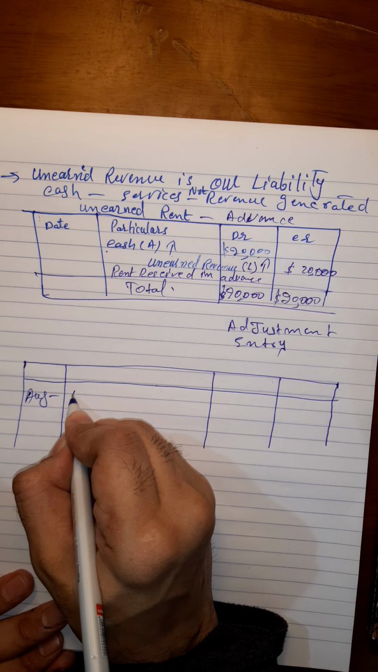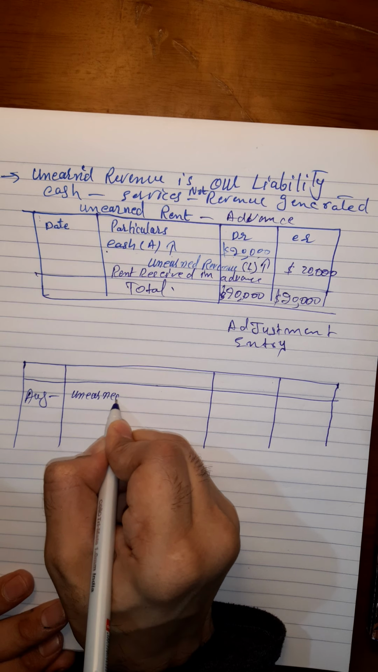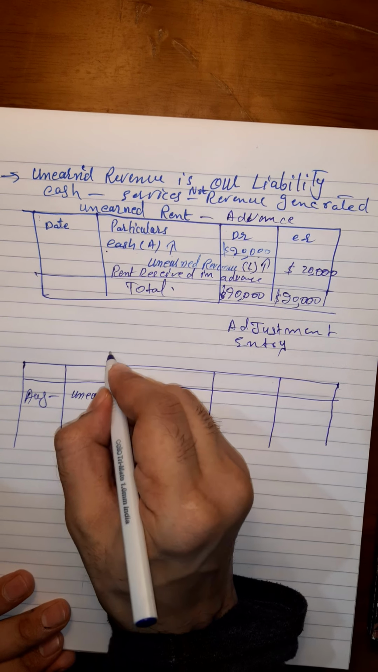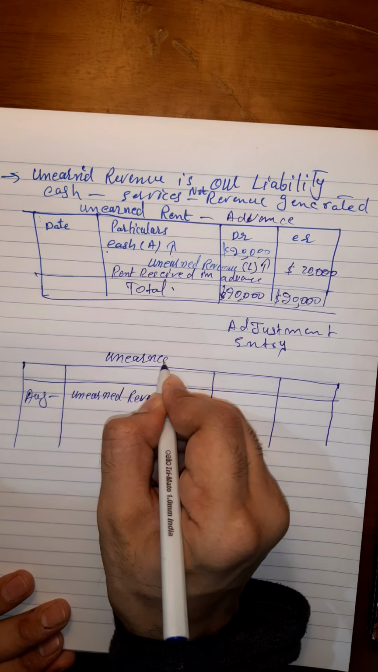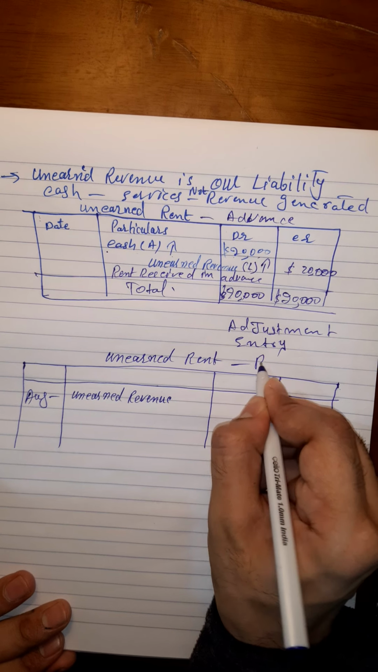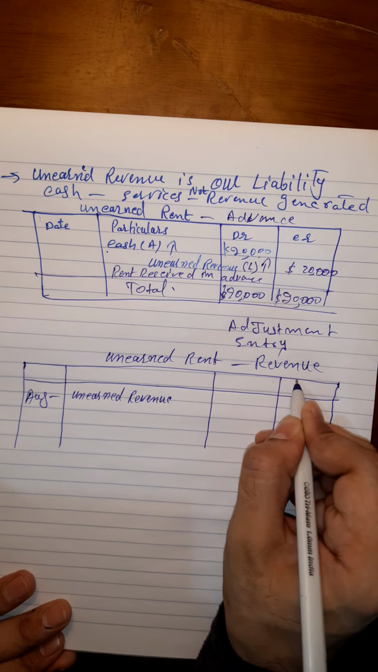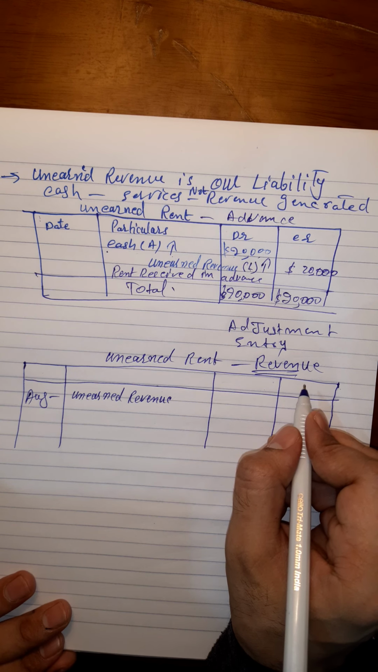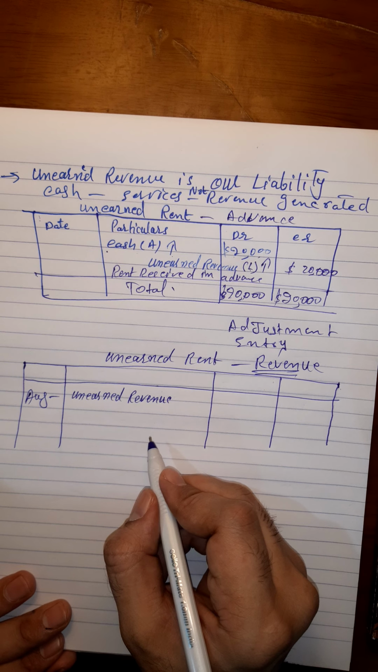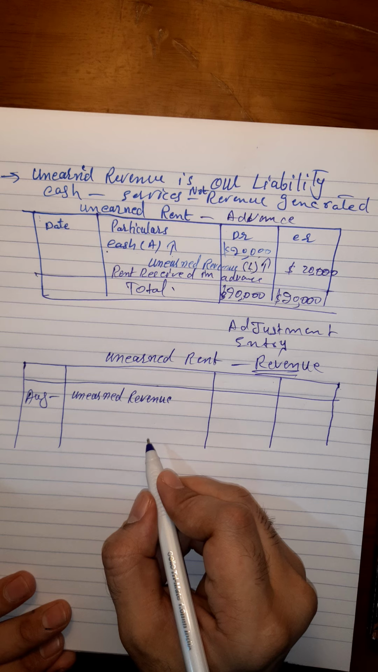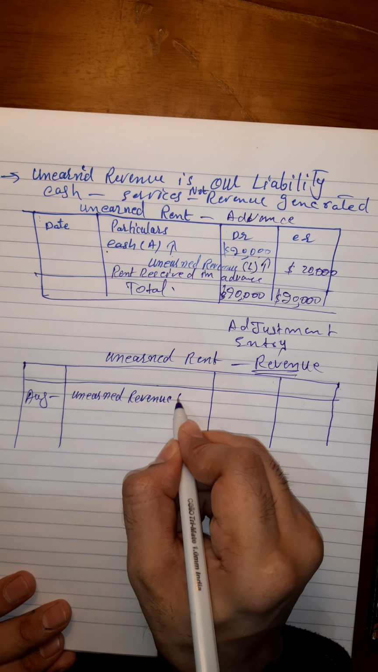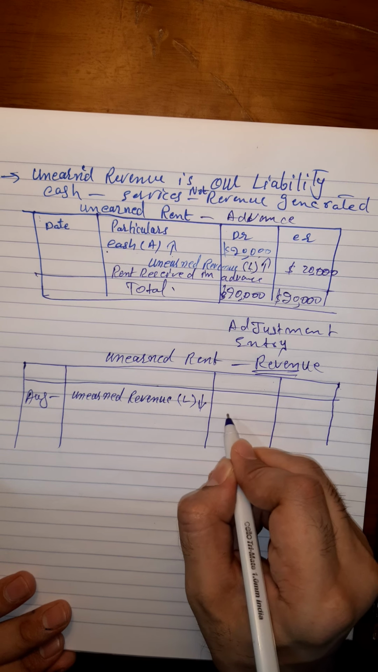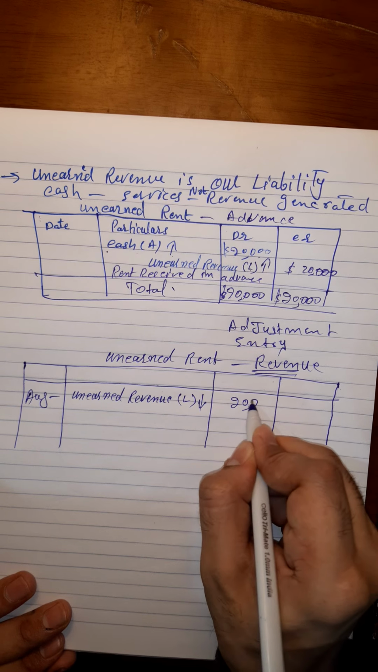Here, unearned revenue. This is our adjustment entry for unearned rent. Now revenue occurred. Now it is not advance. The month of August came. So now we will declare our revenue. Unearned revenue is our liability, and here unearned revenue liability is decreasing. When liability decreases, it will debit. Unearned revenue is debit $20,000.